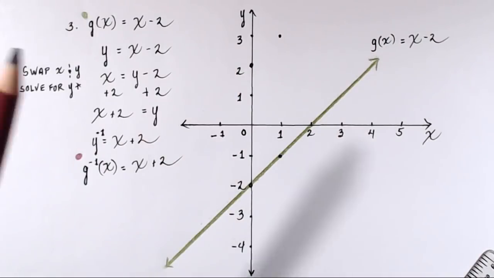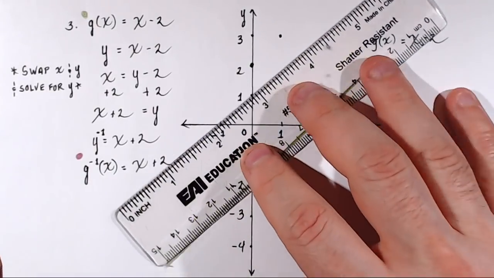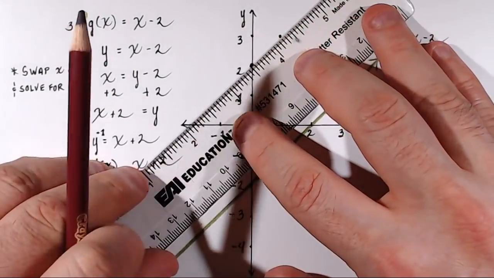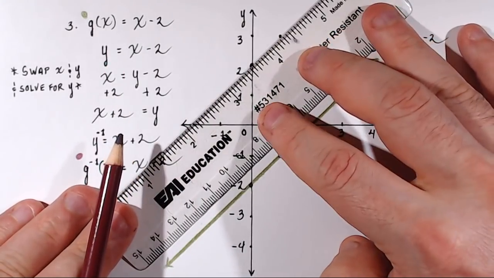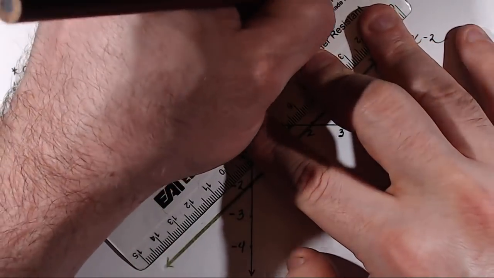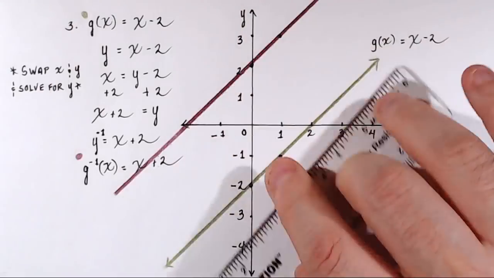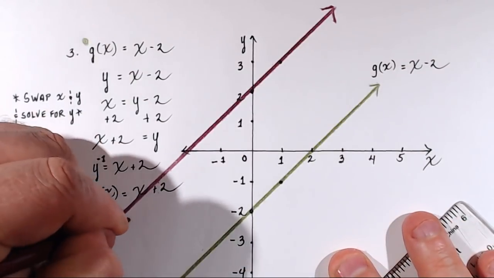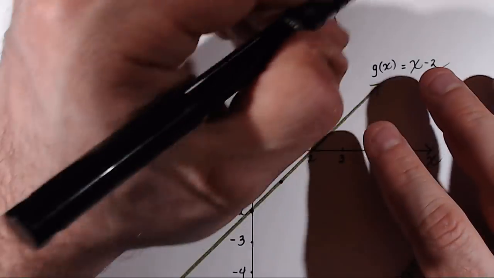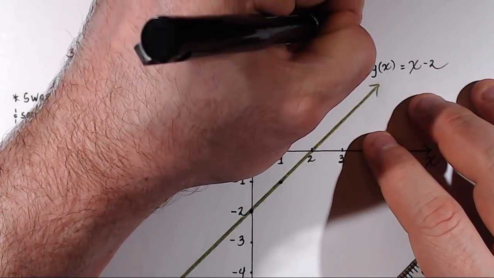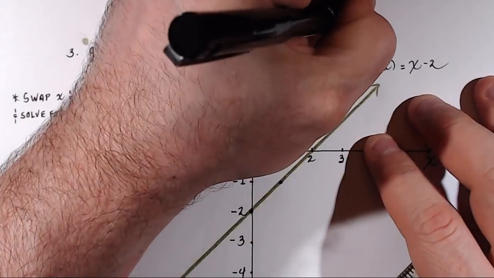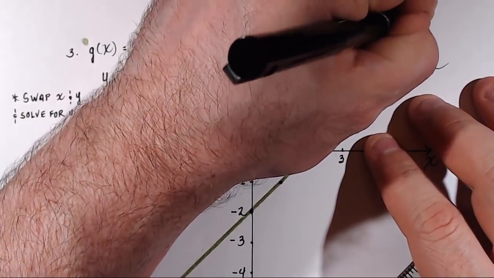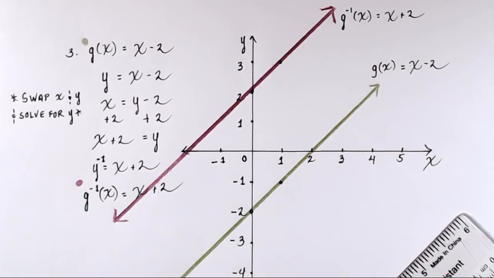And now I'll use my red colored pencil or cyan colored pencil, whatever, and I'll draw in this second line. Try to make it perfect here. Okay, there's my second line. And this is the inverse function g inverse of x equals x plus 2.